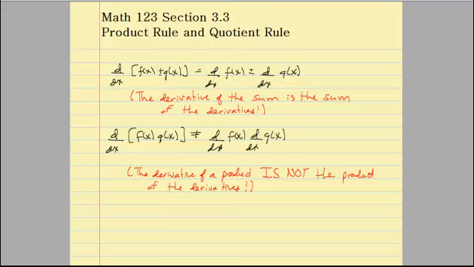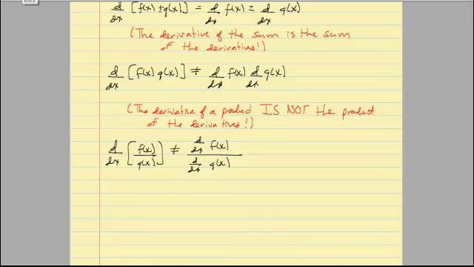Now this same rule also works for quotients. In this case, the derivative of the quotient, the function f of x divided by g of x, does not equal the quotient of the derivatives. And so again, this is another rule that we want to keep in mind.